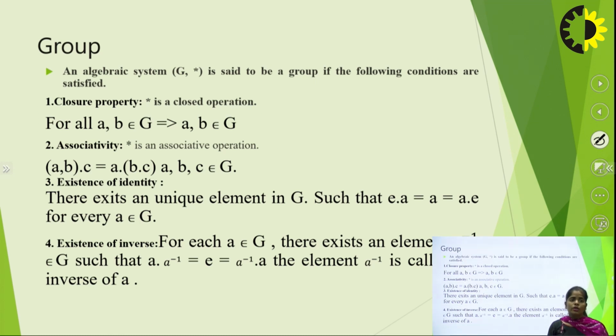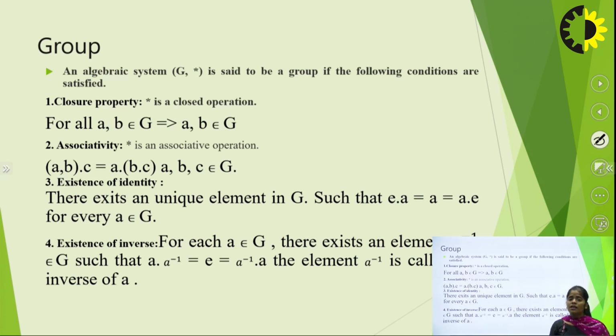Now come to the group. This is very important. In case of a group, any algebraic system with a set like G and an operator star, if it follows 4 properties, then we can say that the algebraic system becomes a group. What are the 4 properties?